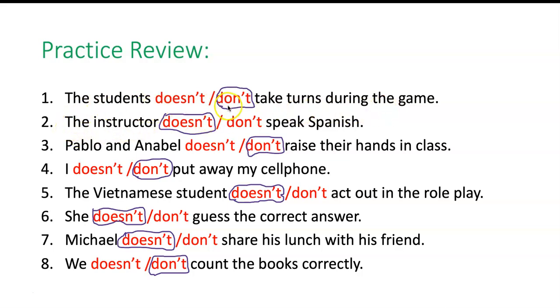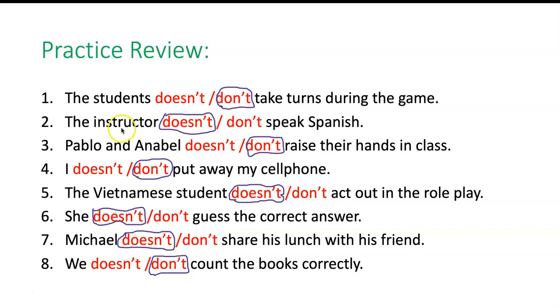So why did you choose don't? Because the auxiliary do you have to use with the plural. In this case, the students is the same as they. En vez de decir de los estudiantes, usted dice ellos. The personal pronoun they, you have to use don't. Okay?